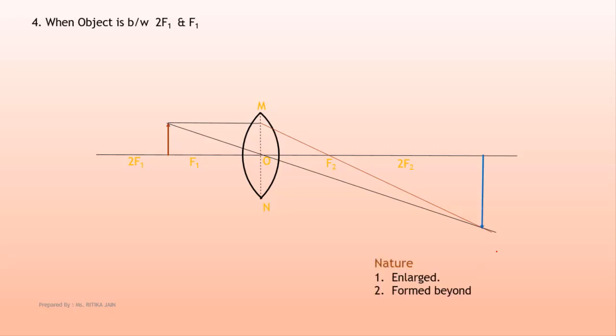Move to fourth part. Object is placed between 2f1 and f1. Again same line. And we will observe an intersection point beyond 2f2. In this case, the image is enlarged, formed beyond 2f2, again real and inverted.